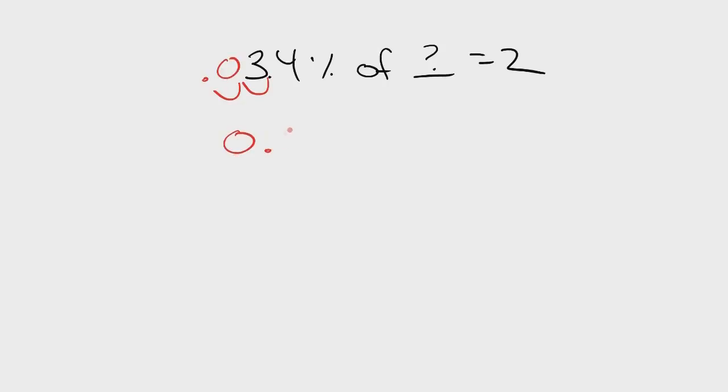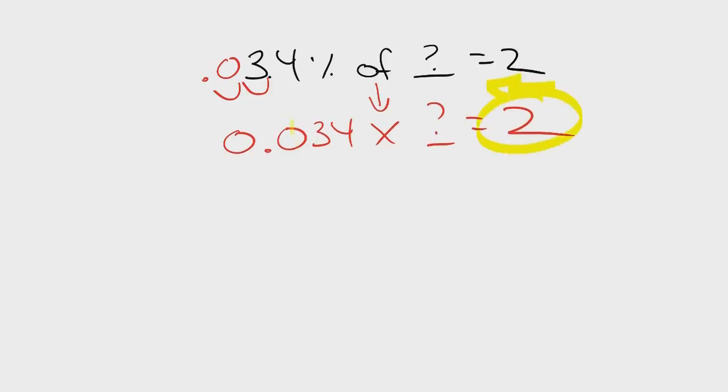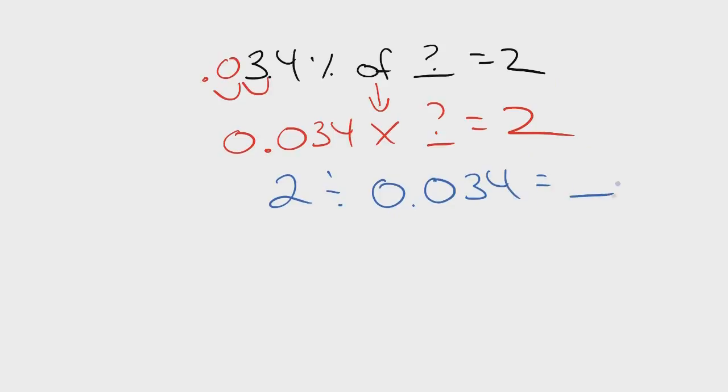I get 0.034 times a number equals 2. We're going to be working backwards, so we're just going to take this 2 and divide it by this number to get that number. Pretty simple. Like I said, after 30 problems, I hope everyone figured that one out. We're going to do 2 divided by 0.034 equals what? So let me write this as a long division problem again.